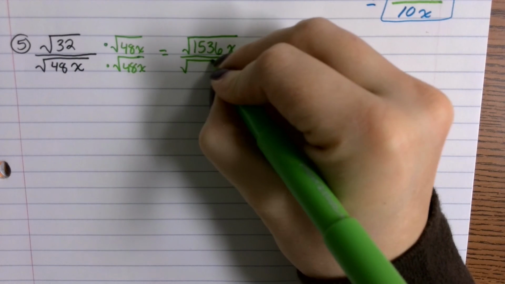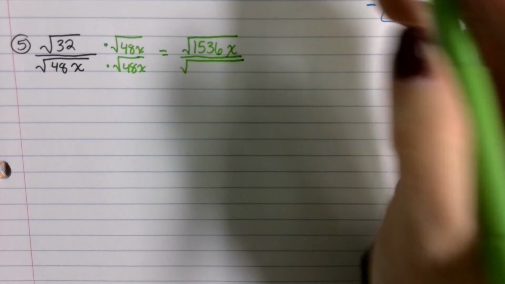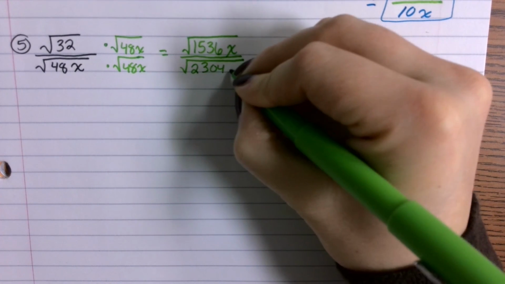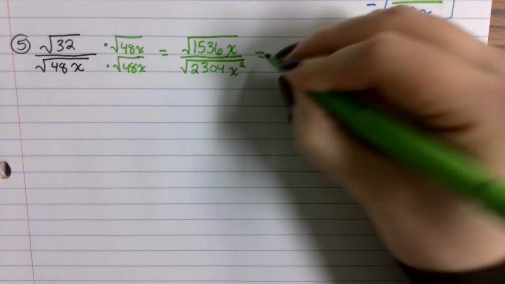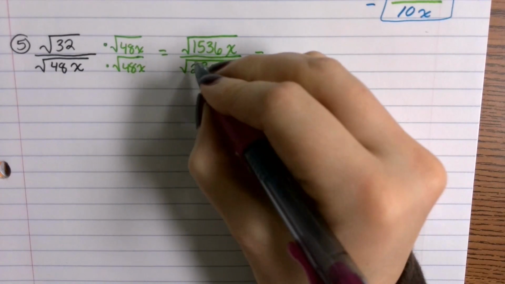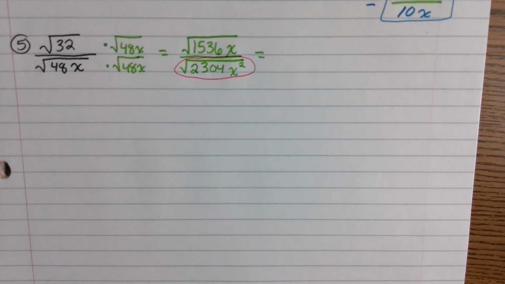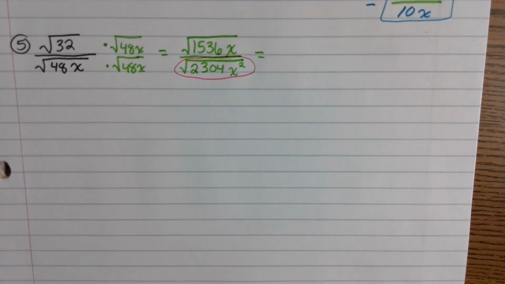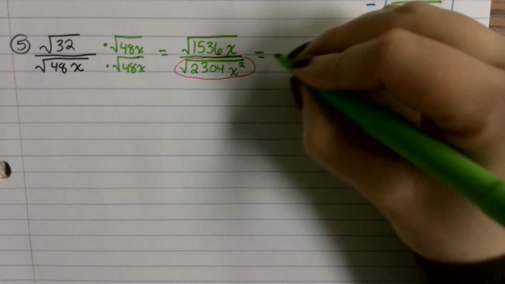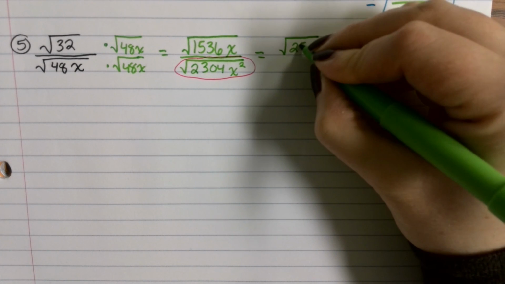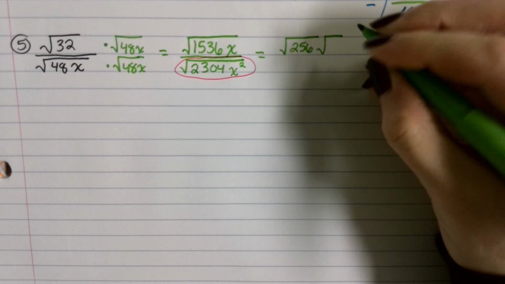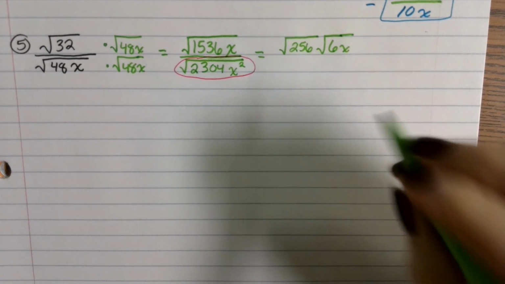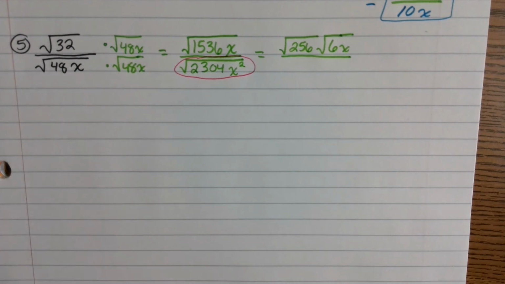And then the square root of 48x times the square root of 48x, that's going to give you 2,304 and then x to the second power. Now again, this is a perfect square, and the square root of 1,536 can actually be broken up into the square root of 256 and then the square root of 6x. That x is still remaining there. Your denominator would be simplified to 48x.